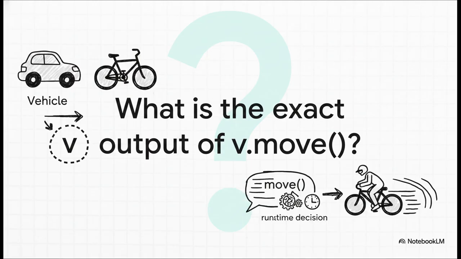So here's a question for you. If we set a vehicle reference v equal to a new bike object, and we store this bike object inside that vehicle reference variable, what actually happens when we execute the command v.move? What is the exact output going to be? Take a second and really think about it.